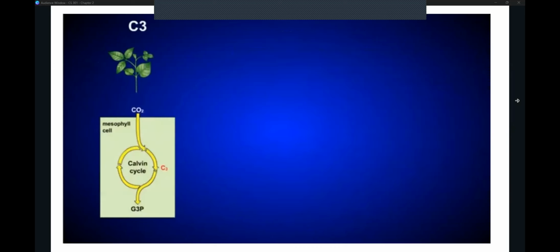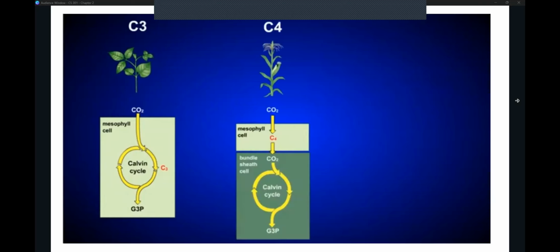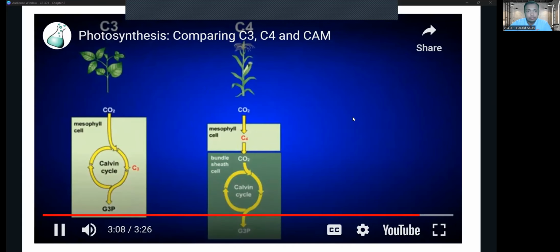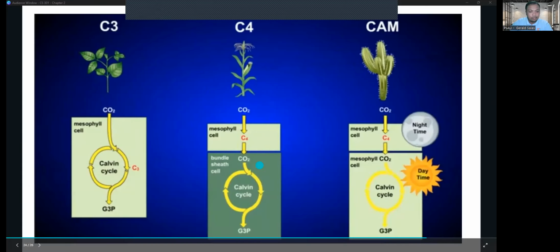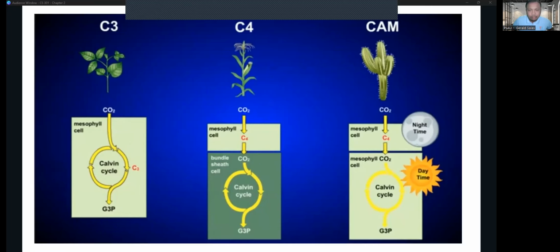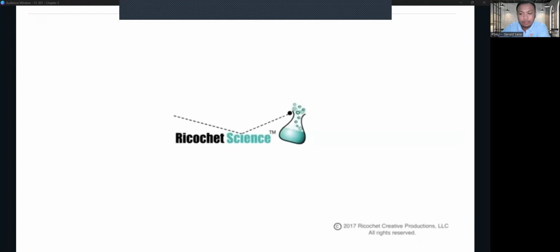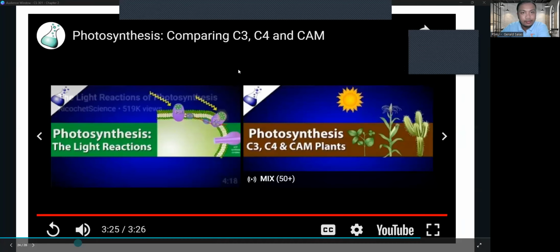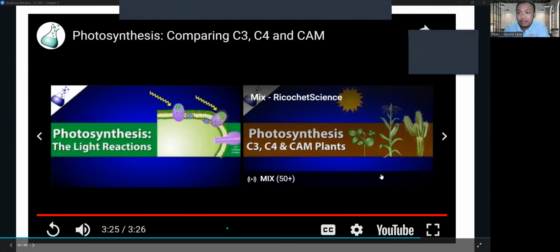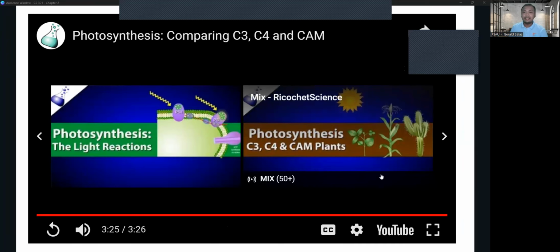Let's do a quick review. During C3 photosynthesis, CO2 is taken up and transported directly to the Calvin cycle. The C4 pathway alters the location of photosynthesis, and the CAM pathway changes the timing. Both of these adaptations allow some plants to survive in environments that are less than ideal for the typical C3 plant. Okay. So those are the differences of the C3, C4, and CAM plants.